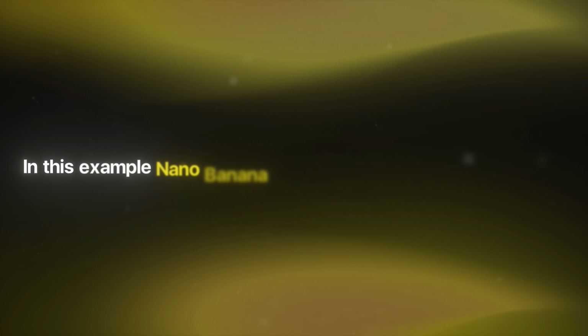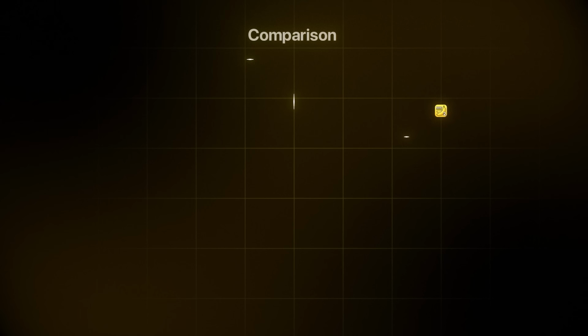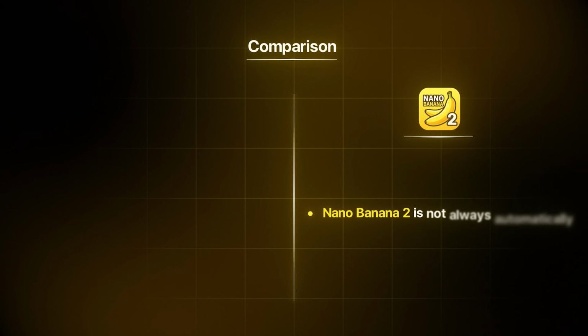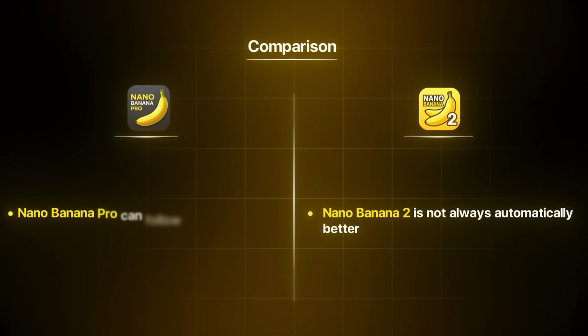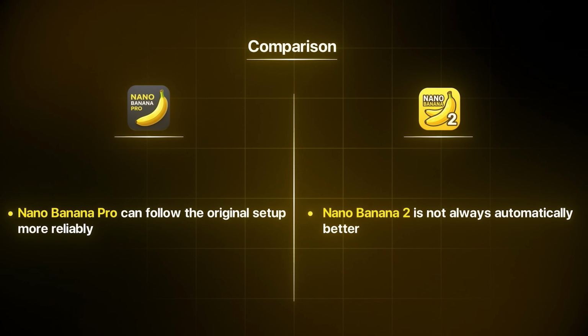So even though Nano Banana 2 is supposed to be better for consistency, in this example, Nano Banana Pro gave the more accurate result. Because of that, this really shows that results can depend on the specific scene. Nano Banana 2 is not always automatically better, and sometimes Nano Banana Pro can follow the original setup more reliably, even if a few background details still shift slightly.